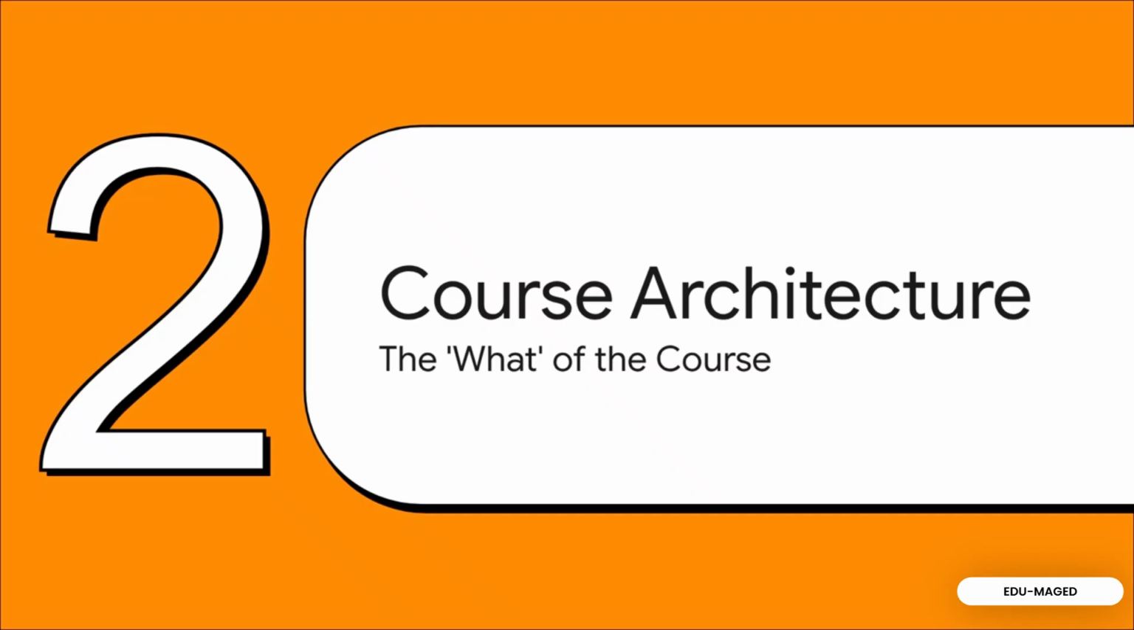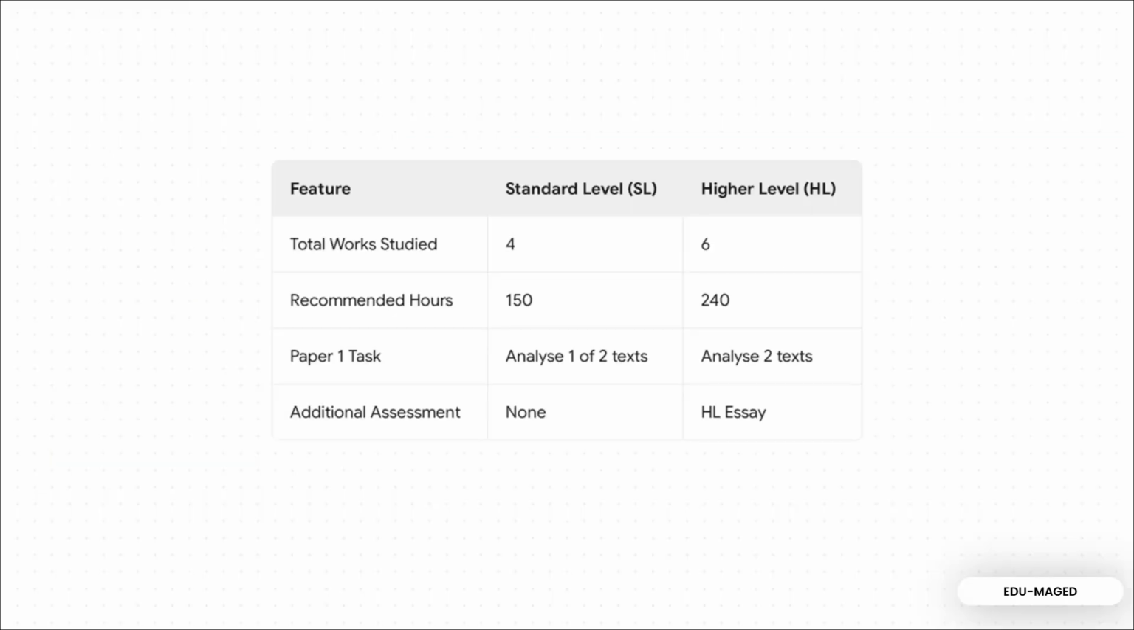Okay, let's move on to the what of the course, the architecture. We're going to get practical now and really break down the structure, especially that key difference between standard level and higher level, or SL and HL. So, what's the real difference between SL and HL? Well, it really boils down to 2 things, depth and independence.